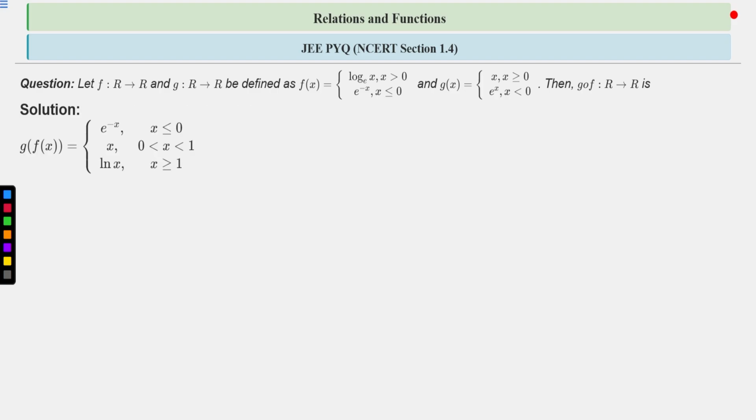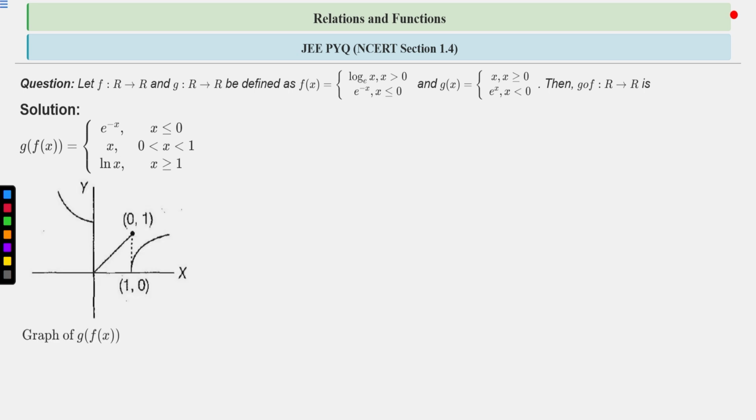So g of f(x) will be equal to e to the power minus x when x is less than or equal to 0, x when x is from 0 to 1, and ln x when x is greater than or equal to 1, right? So we can draw the graph of g of f(x) as this one.